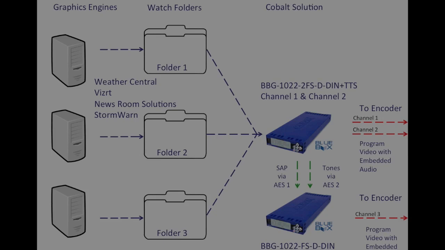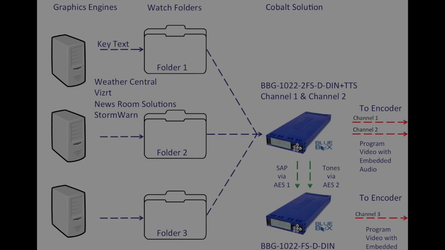For channels 1 and 2, the text-to-speech audio will be embedded on one device. And then for your third channel, if you have a third channel, the text-to-speech audio and tones would be transmitted via AES, and also there'll be a GPI connection so that when something is discovered in a watch folder, the GPI trigger will play out to the second unit in order to embed the AES channels into the embedded program of the third channel.